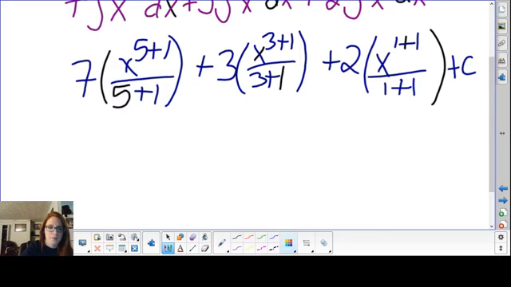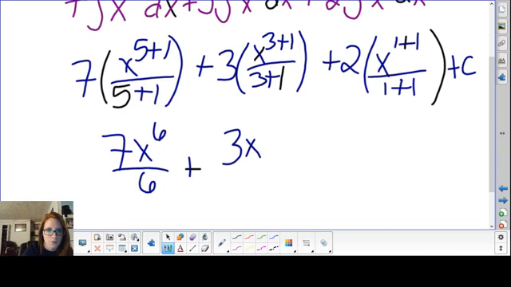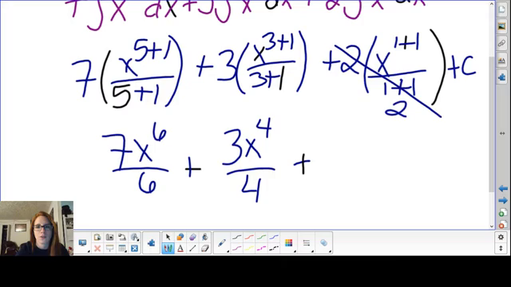Alrighty, this gives me 7x to the 6 over 6, plus 3x to the 4th over 4, plus, well, I'm going to end up with a 2 down here, and these guys are going to cancel. So I'm going to be left with x squared, and then plus my c.